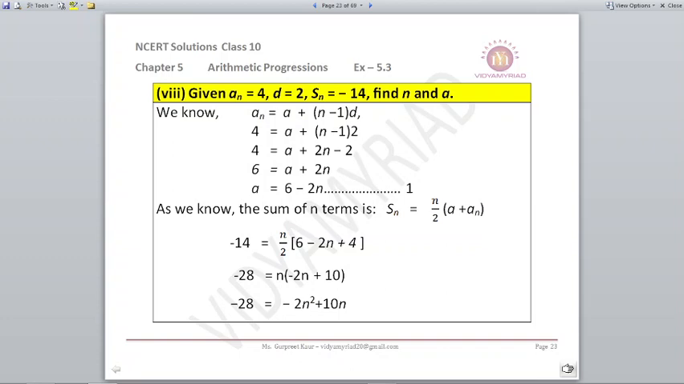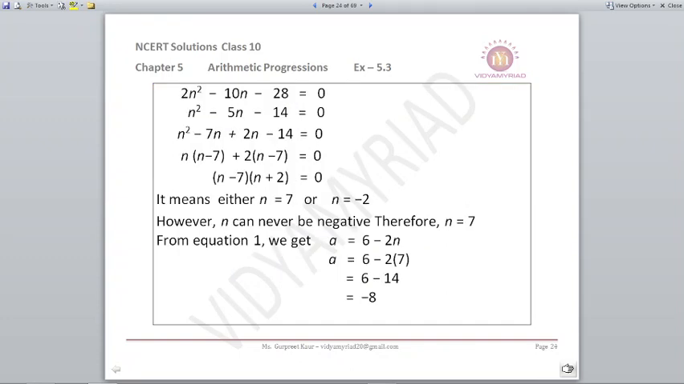So that means this whole equation is in the form of one variable, that is n, and it forms a quadratic equation which is 2n square minus 10n minus 28 equal to 0. We can divide the whole equation by 2, we get n square minus 5n minus 14 equal to 0. So we can solve this quadratic equation with the help of the middle term splitting method. On solving this, we get (n minus 7)(n plus 2) equal to 0. So it means n is either 7 or n is minus 2.